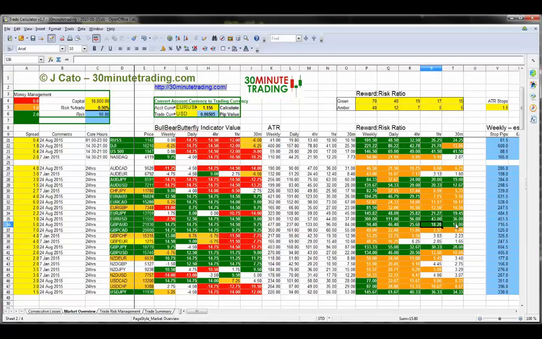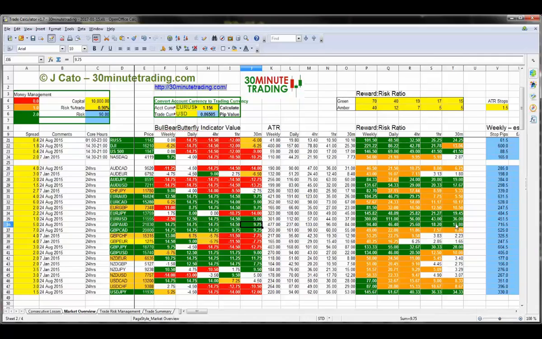The other information on here, which is not part of the question of which ones should I trade, which are good assets to trade, but these indicators here, that's the bull bear butterfly indicator values. This tells you whether or not it is in trend or not. So here we've got the bull bear butterfly at 1475 on the daily, 1475 on the 4 hour, 1450 on the 1 hour, 975 on the 30-minute. That is a very, very strong bullish move.